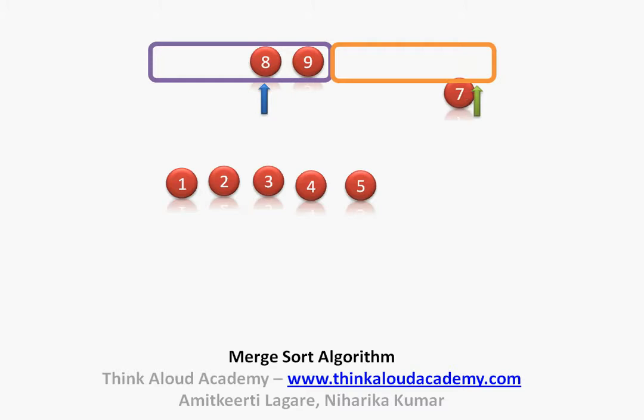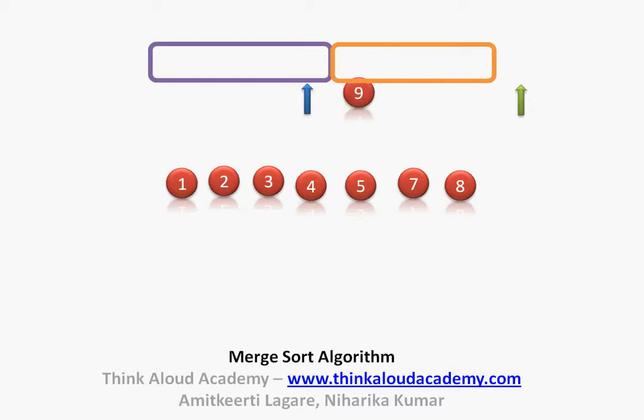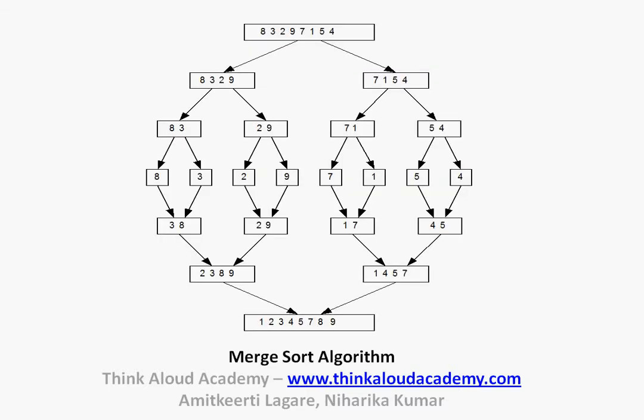Now since 7 is smaller than 8, I will pick 7 and then I move my index ahead. Since there are no more elements in the right sublist, what I am left with are these two elements which are already in sorted order. So I will just put 8 and then move my index ahead, and then I will just pick the element 9 and then put it in the sorted list and then move ahead. So basically I am done with sorting the elements.